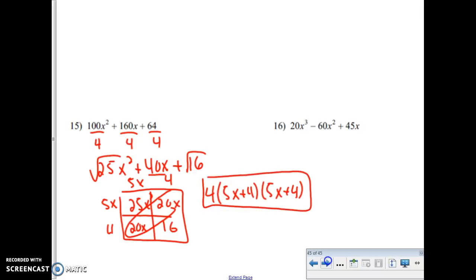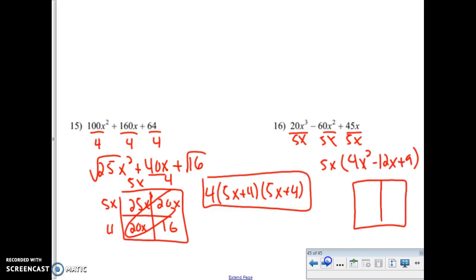Looking at this last one, 20, 60, and 45 are all divisible by x because they all have x's, so I can take an x out. They're all ending in 0 or 5, so that means they're divisible by 5. So I have a 5x, and then I have 4x squared minus 12x plus 9. If I factor this out, the square root of 4x squared is 2x and 2x. The square root of 9 is 3 and 3. I'm trying to get a negative 12, so that means both of those have to be minus 3, or minus 6x's. So my final factored form is going to be 5x times 2x minus 3 squared.